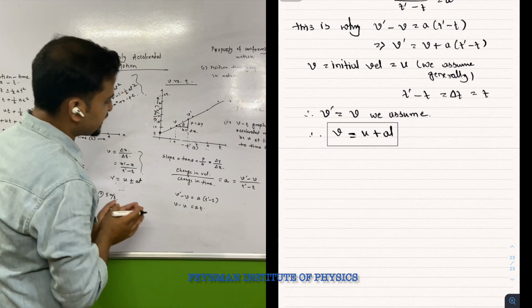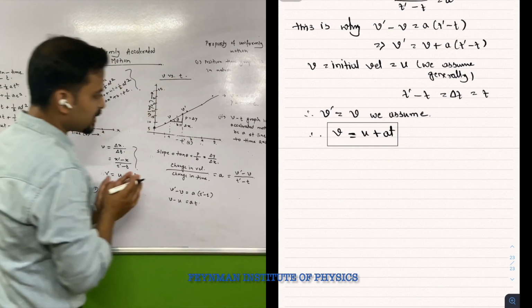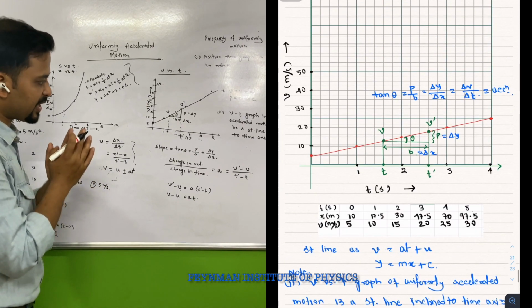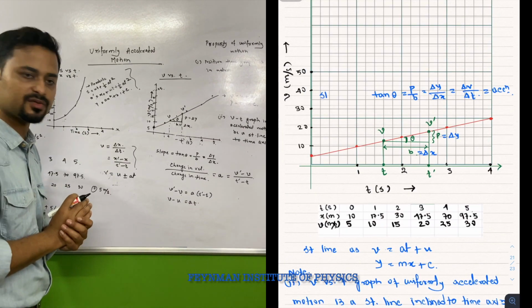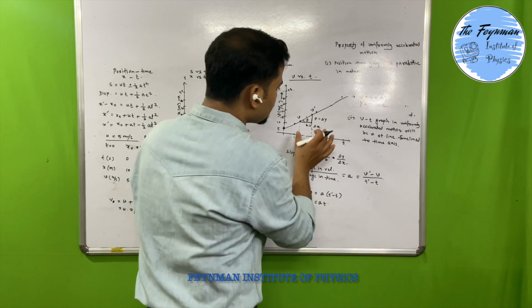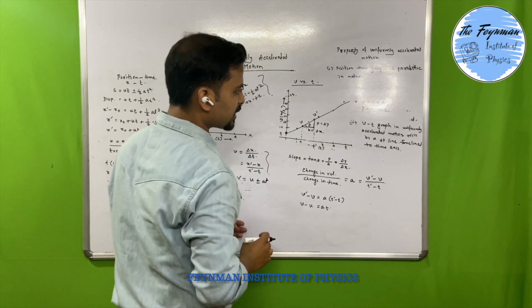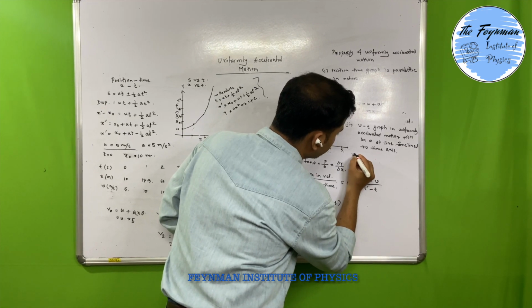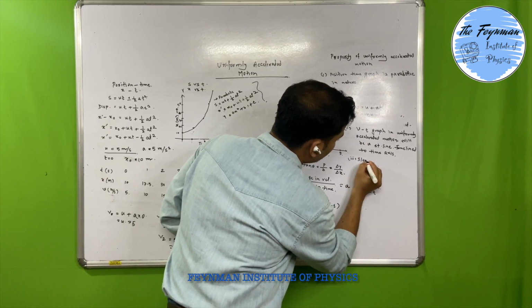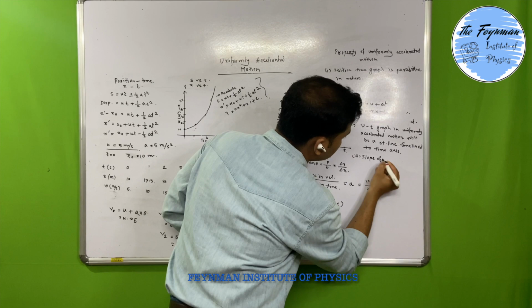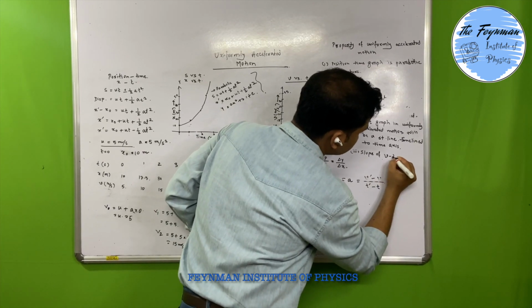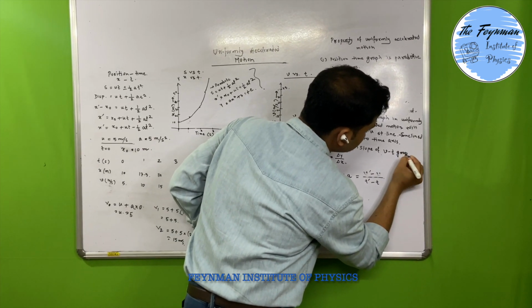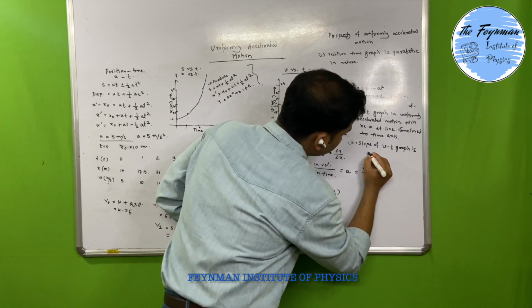Now we can say that this can be used as another property of uniformly accelerated motion, and that is the slope of the velocity time graph is acceleration. So as a third point we can write: slope of the velocity time graph is acceleration.